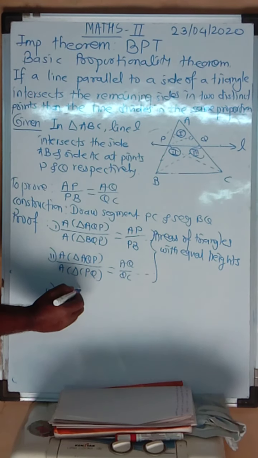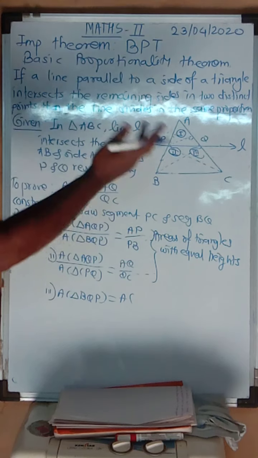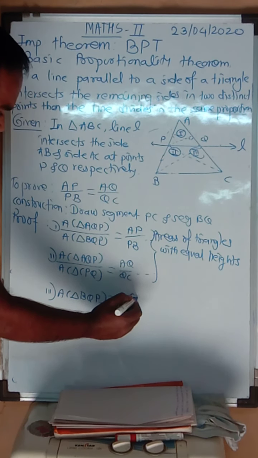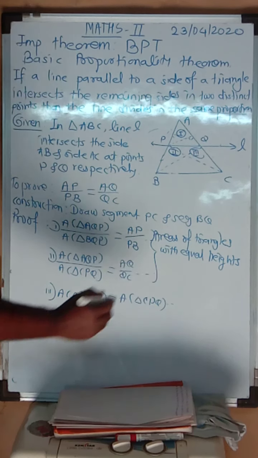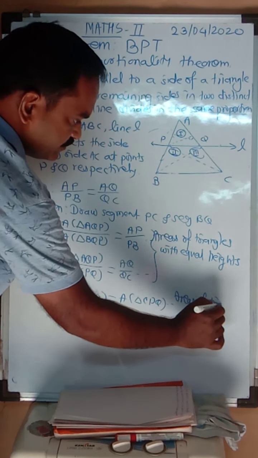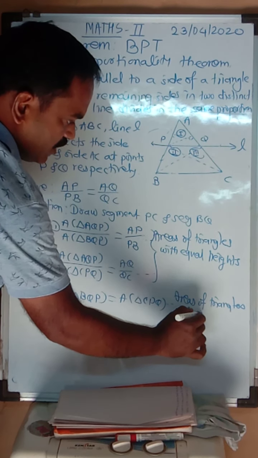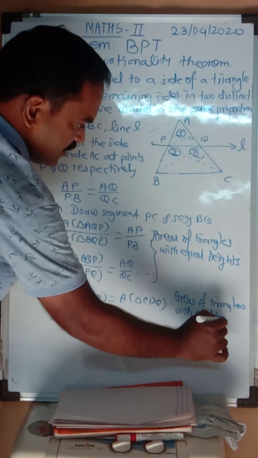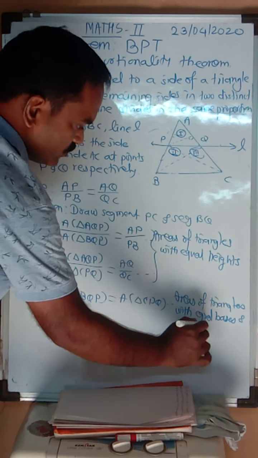Second is area of triangle BQP is equal to area of the third triangle, that is triangle CPQ. Reason is areas of triangles with equal bases and heights also.